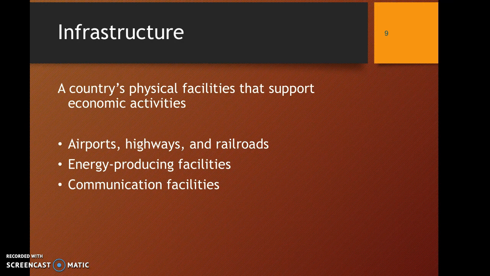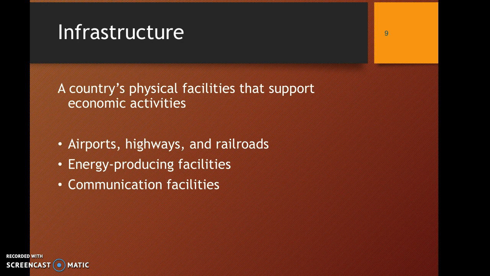So, as basic as it may sound, are there airports? Can you get in and out easily? Are there highways or roads or trains that can actually help you move through the country? What about their energy producing facilities? In a lot of countries, electricity is a very high percentage of people's costs. In Trinidad and Tobago, this is actually very low. In some countries, they can actually produce enough electricity for the whole country.